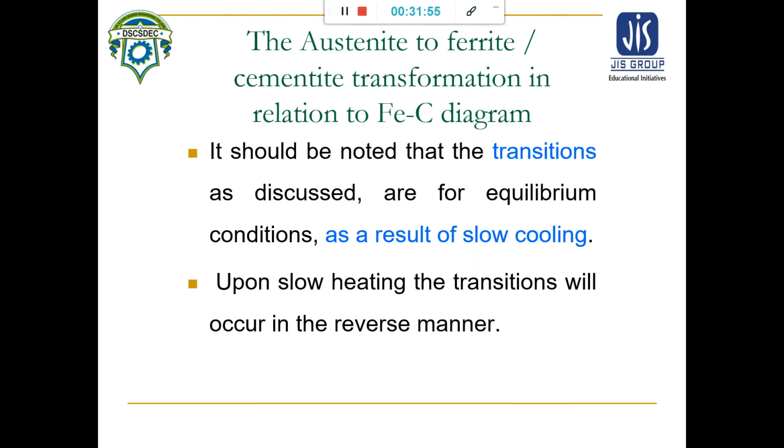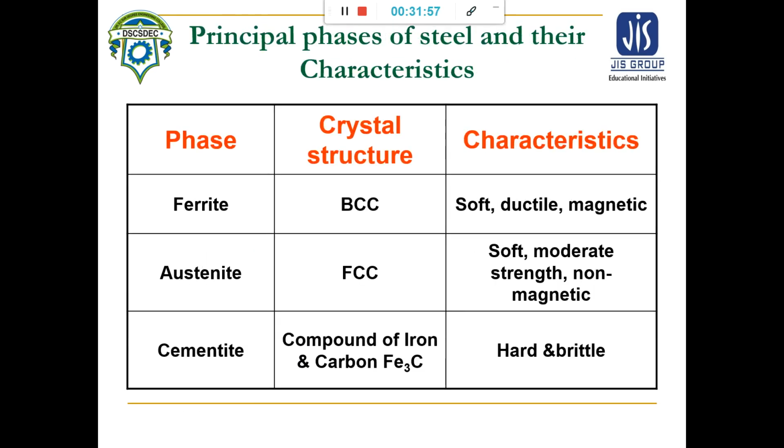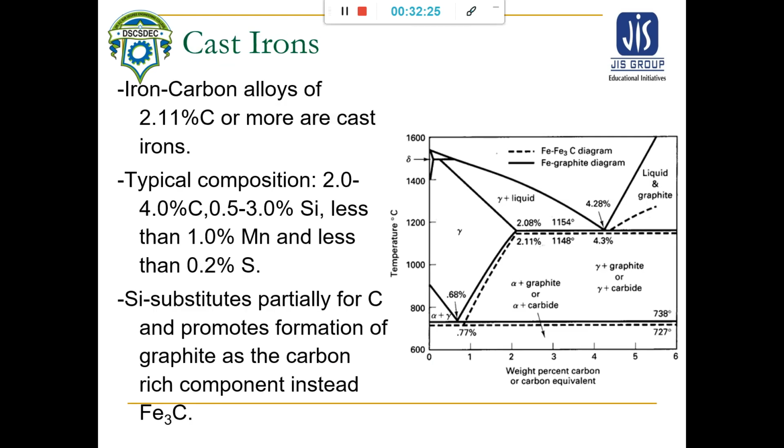Now we can see the crystal structure and the characterization of ferrite, austenite and cementite. Ferrite is a BCC structure which is soft, ductile and magnetic. Austenite is an FCC structure, soft, of moderate strength and non-magnetic. And cementite is a compound of iron and carbon, that is Fe3C. This is hard and brittle.